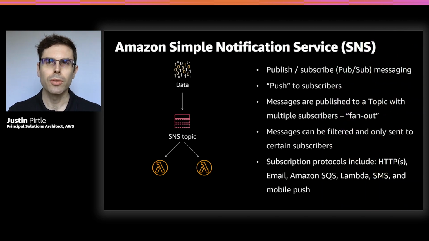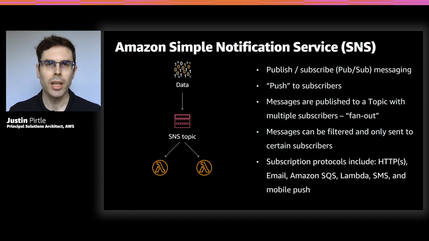First, we have Simple Notification Service. This is our pub/sub or publish/subscribe messaging service where a producer sends a message to the topic, which is shown here in the pink, and a topic has one or more subscribers that get pushed the message in parallel. So this enables a pattern we call fan out.